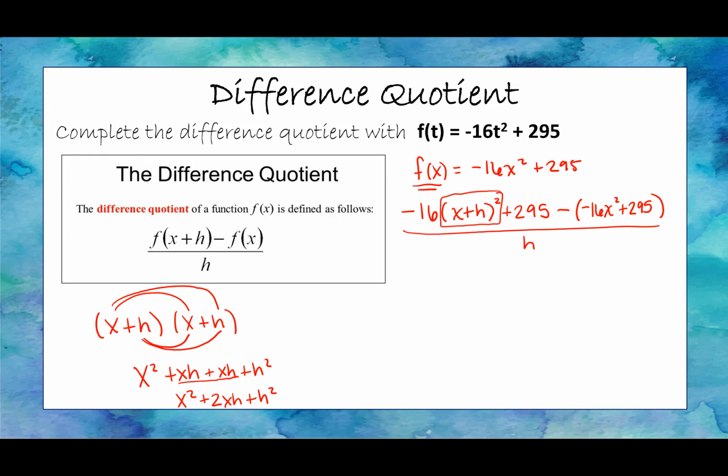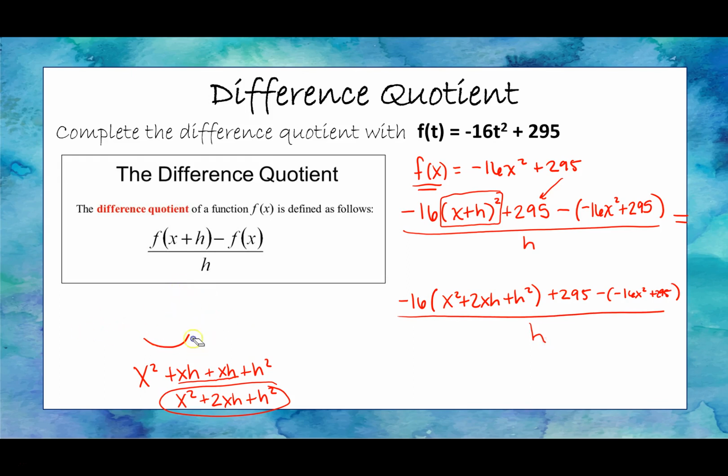All right, so this whole thing is going to be equal to a negative 16. Now, instead of writing this box right here, I've already simplified that right here. So now I'm going to put that in the problem instead. Okay, now I need to continue with the rest of it. So plus 295. And then minus your parentheses, minus 16x squared plus 295. All right, all over h.